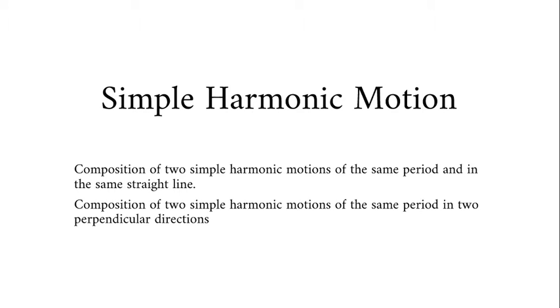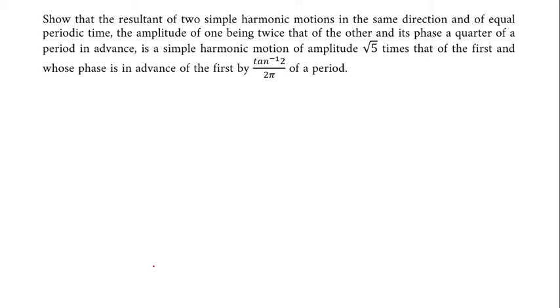So we'll read the question. Show that the resultant of two simple harmonic motions in the same direction and equal periodic time, the amplitude of one being twice that of the other, and its phase a quarter of a period in advance, is a simple harmonic motion of amplitude root 5 times that of the first, and whose phase is in advance of the first by tan inverse of 2 by 2 pi of a period. So read the question once again.